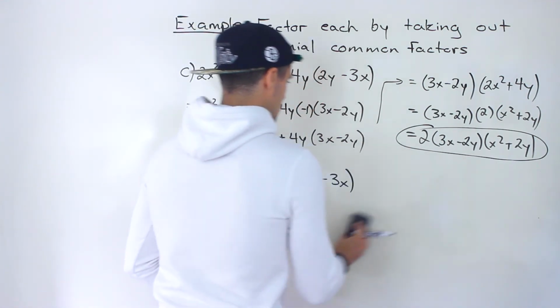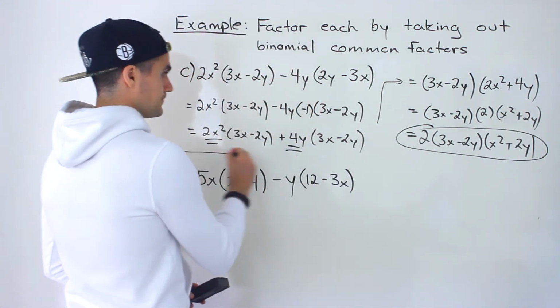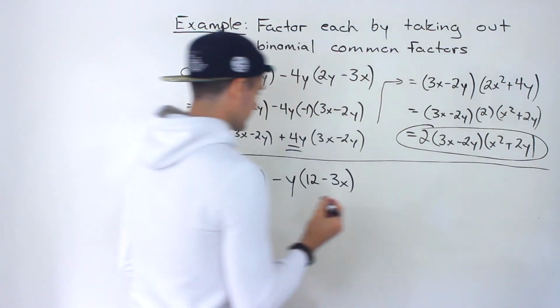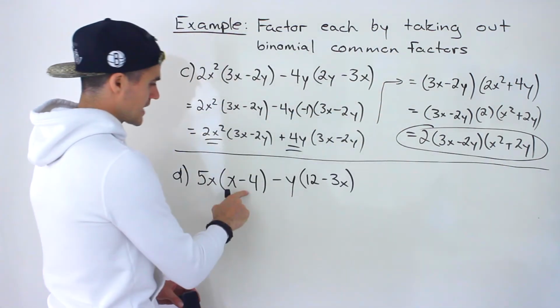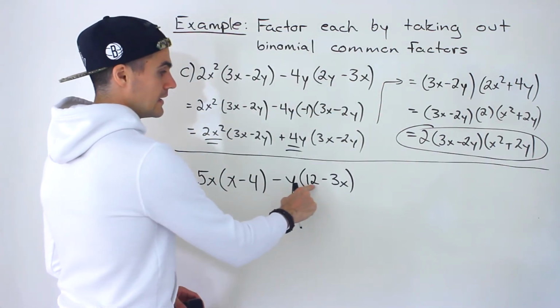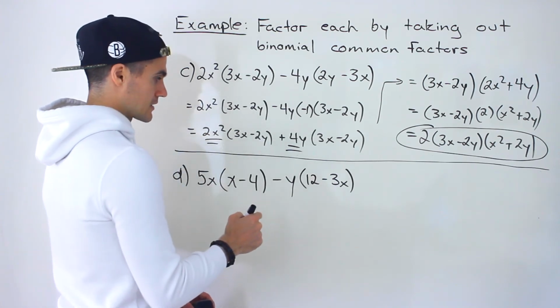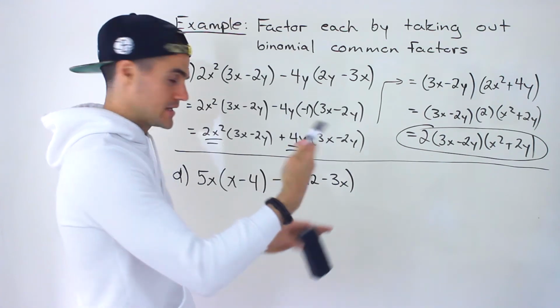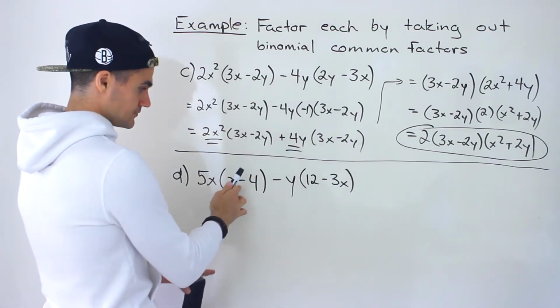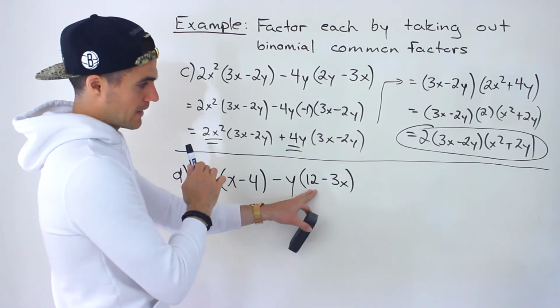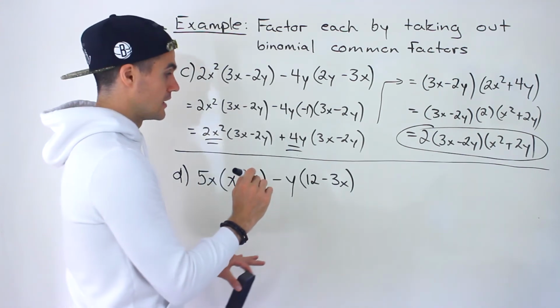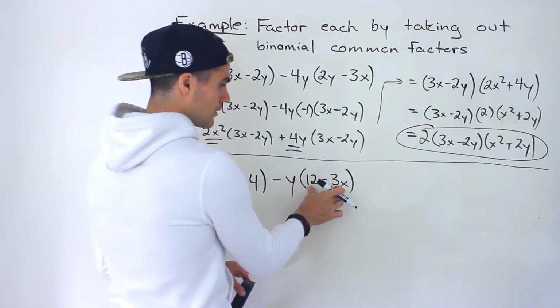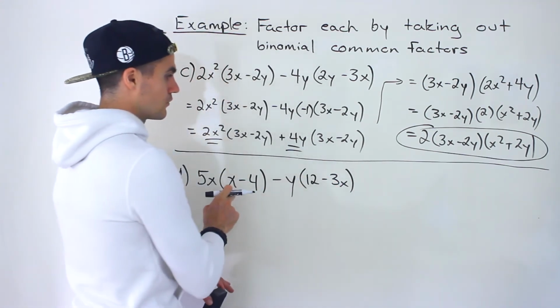Now in part D, this one's going to be kind of unique because we've got 5x(x minus 4) minus y(12 minus 3x). So notice before, at least they were looking similar in A, B, and C. And here, this x minus 4 and this 12 minus 3x, they totally look different. But there is a way to actually take this and convert it to that.